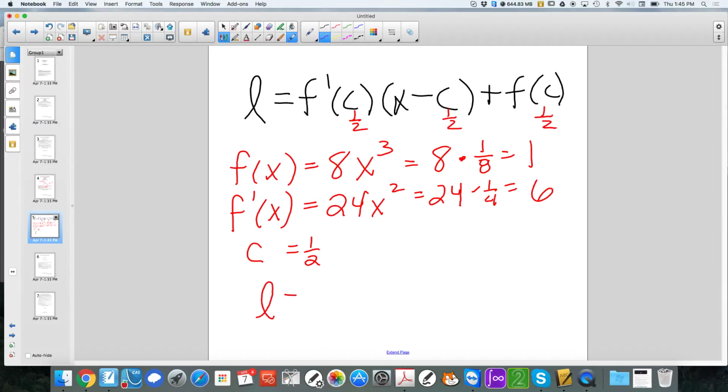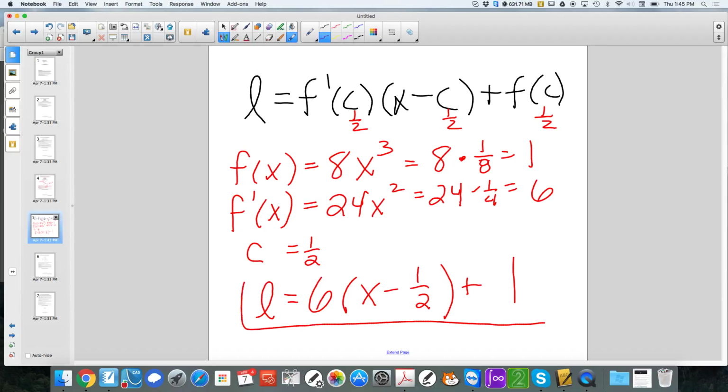So Peter, I'm going to write my equation. L equals 1x minus 1/2 plus 6. Peter, did I put all that stuff in the right locations? I don't think so. Peter is correct. I should always double check first to make sure I'm putting things in the right spot. F prime of c goes first, and plus 1. 1 goes afterwards. That's our equation for a local linear line.